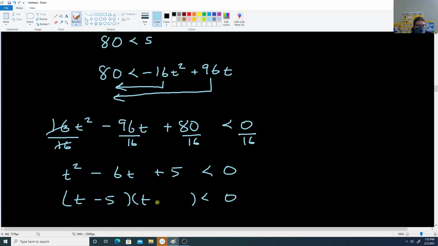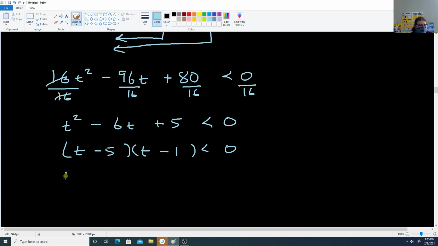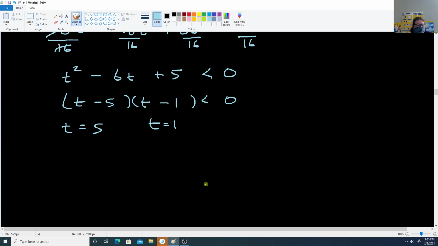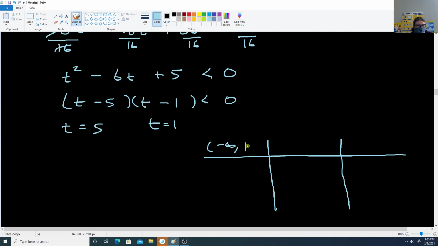I get t minus 5 and t minus 1. So this says t is going to equal 5 or t is going to equal 1. So I go to build my table. So I have a negative infinity to the smaller number 1. I have a 1 up to 5. Then I have a 5 up to infinity.